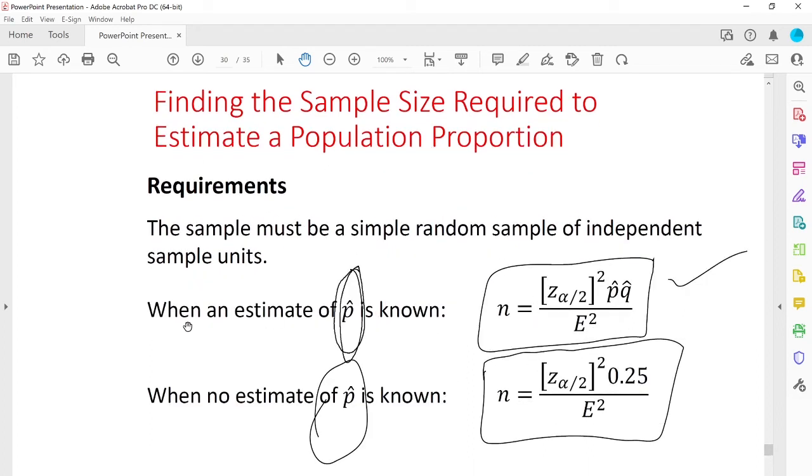Okay, these are the two formulas. When a sample estimation is known, this is the formula we are going to use. If the estimation is not known, this is the formula we have to use. In both cases, you need to find the critical value, square it, and divide it by the square of the margin of error. In the first case, you multiply it by p hat times q hat. In the second case, you multiply it by 0.25. So let's do this problem here.